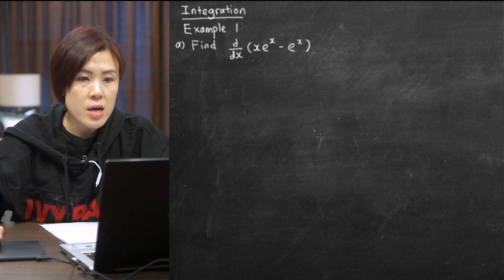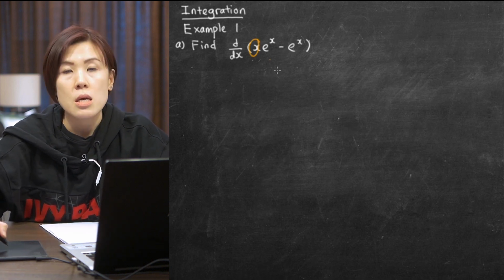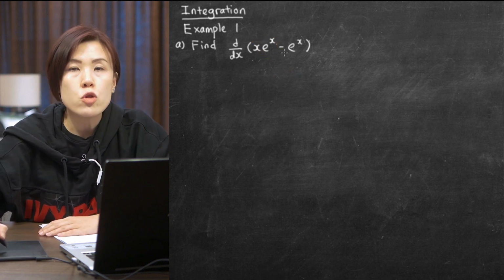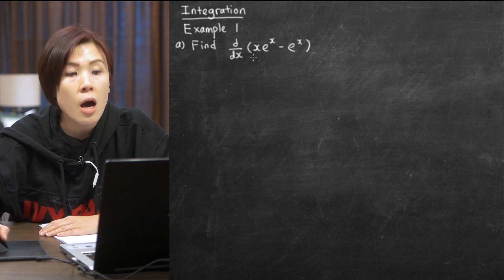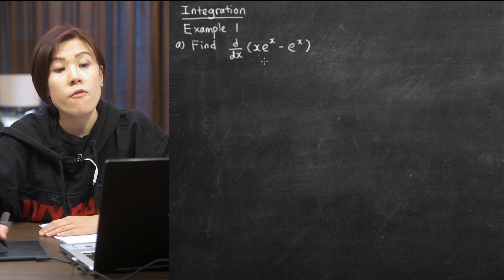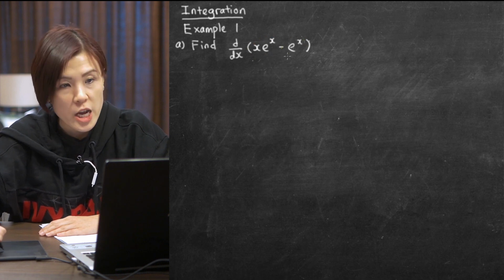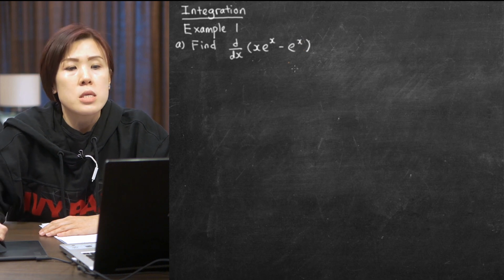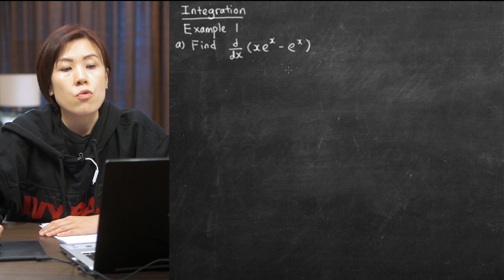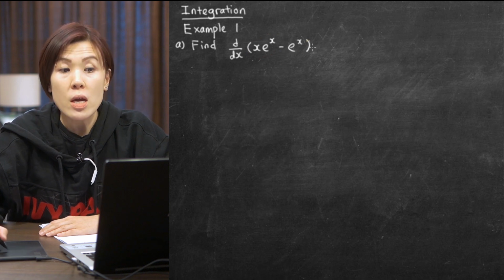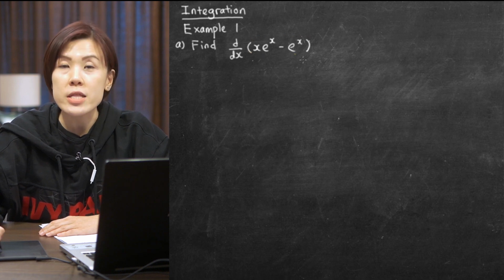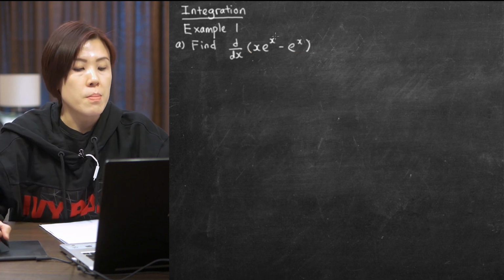we have a function in x times another function in x. In this case, we will need to use the product rule to find the derivative of the first term, which is xe to the power of x. Whereas for the second term, we can just differentiate as usual using the formula. Since we need to use the product rule for the first term, I will rearrange this into a form where I can use the product rule on the whole thing.